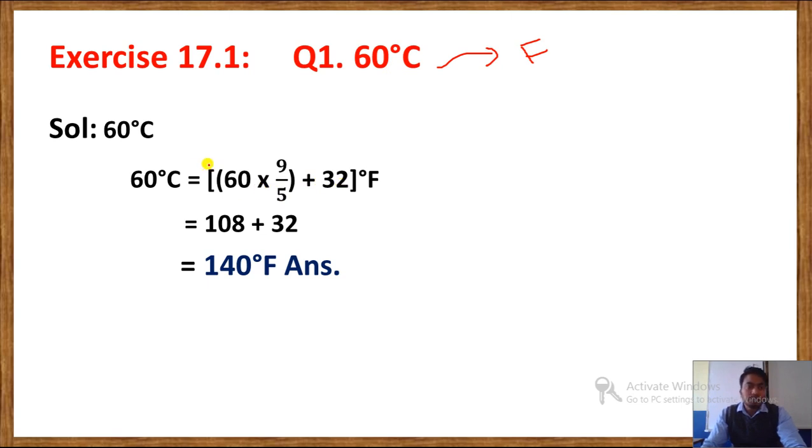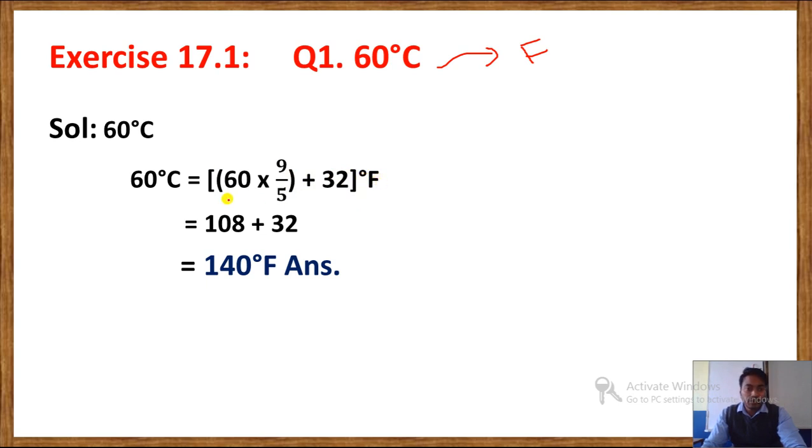First we have to give a big bracket, then a small bracket. Inside this small bracket we have to write here 60, which is given in the question, into 9 by 5. This is according to point number 1. Then small bracket close, then plus 32, then big bracket close, then give here degrees Fahrenheit.